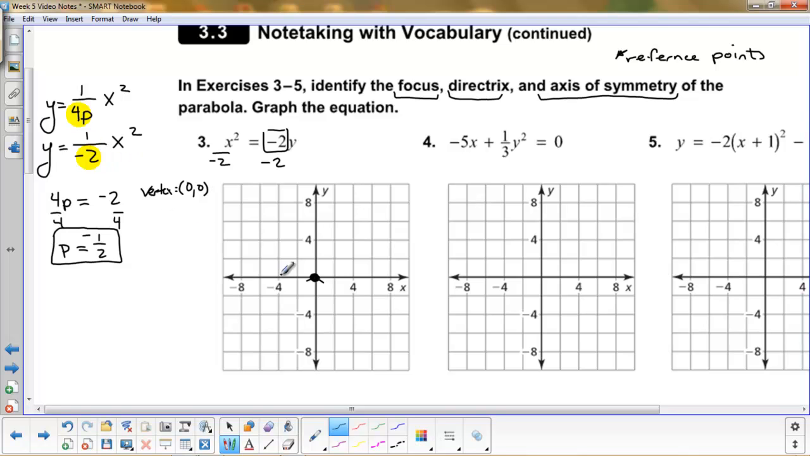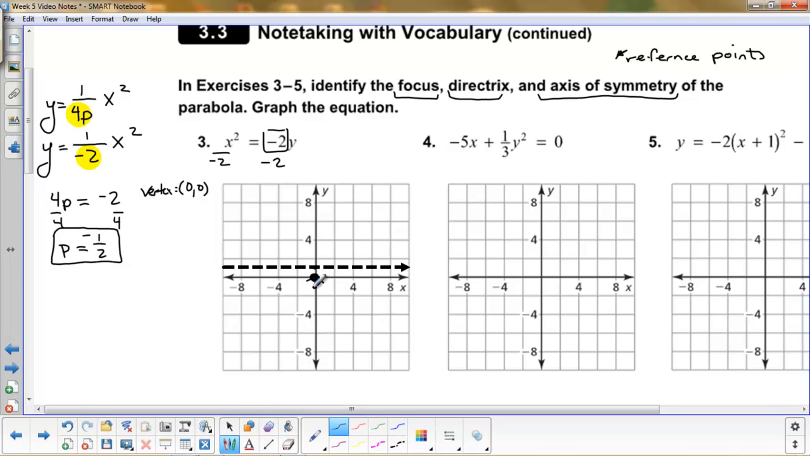Okay? All right. The value of p is the distance from the vertex to the focus and the vertex to the directrix. So this is going to be 1, 2, so that means I'm counting by 2's here, so that's 2, 4. So that means I'm going to go down 1/2, which is this teeny tiny distance right here. I'm going to go up 1/2, which is this teeny tiny distance right here. I'm going to draw in my directrix right there.